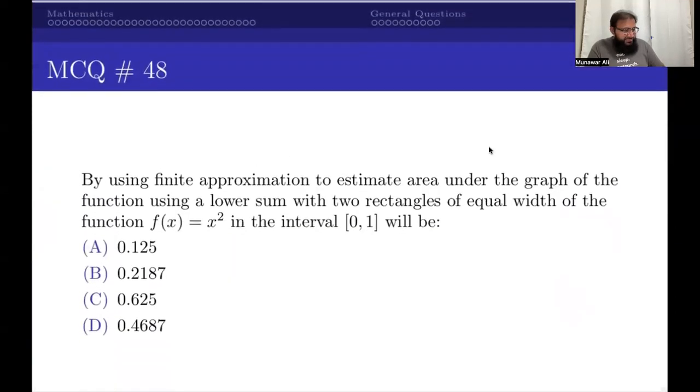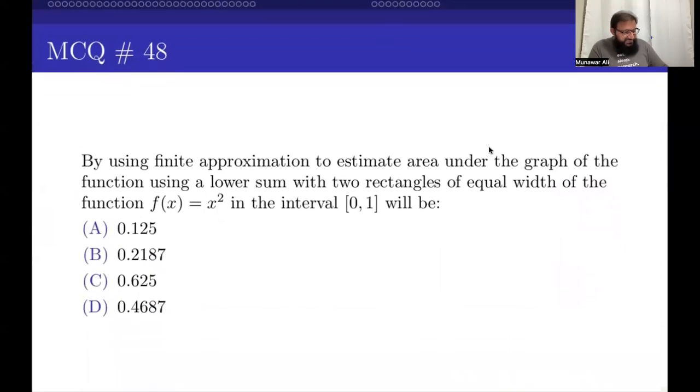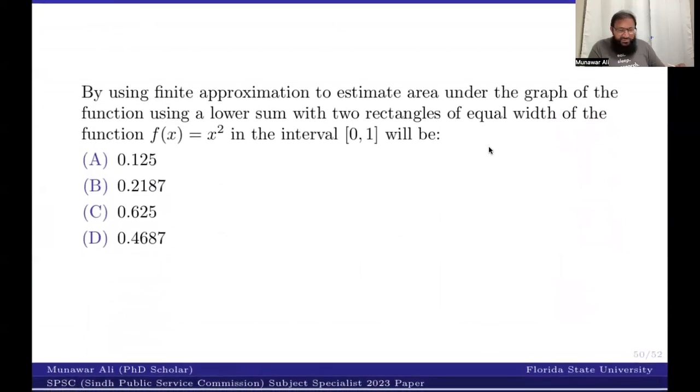So MCQ number 48. So this is again a very simple question. Just we have to apply some sort of approximation tricks, or what you call Riemann sums. So by using finite approximation to estimate the area under the graph of the function by using lower sum. So lower sum is the main point here, with two rectangles of equal width.